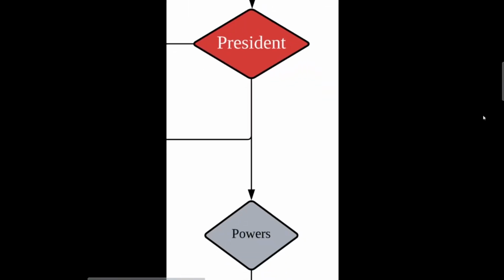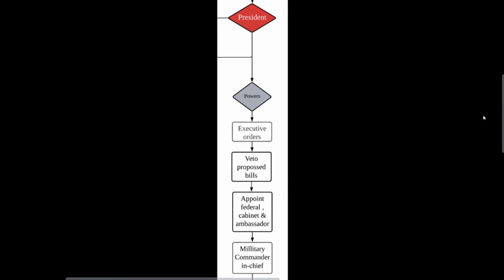The powers of the president are that he or she is able to pass executive orders, which are orders to members of his cabinet to execute certain tasks within the confines of the law, but are also able to be nullified by the federal judges. He is also able to veto proposed bills, and appoint federal judges, his cabinet, and ambassadors, which all must be individually approved by the Senate. He also acts as the military commander-in-chief for the country.